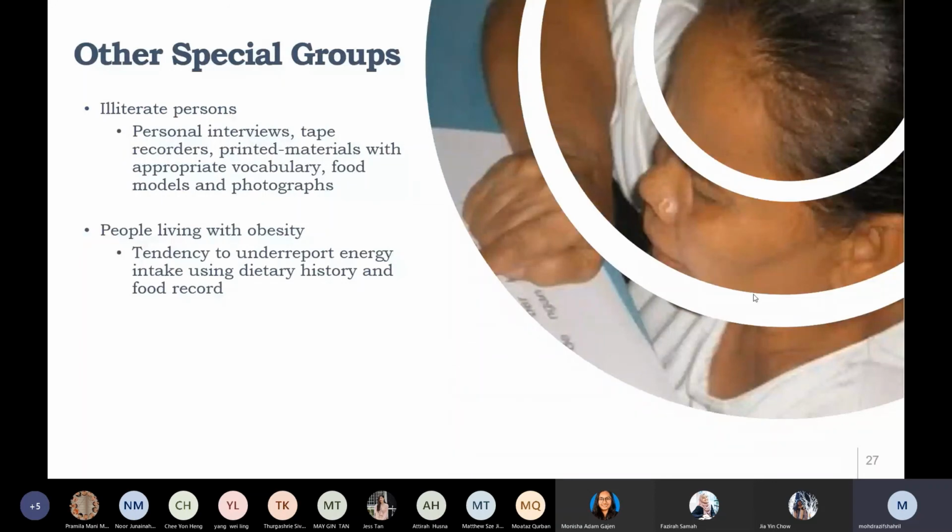For people living with obesity, there is a tendency to underreport energy intake using diet history and food record, because they are shy and afraid that they did not comply with the previous counseling session. This must be anticipated from this group of people living with obesity.